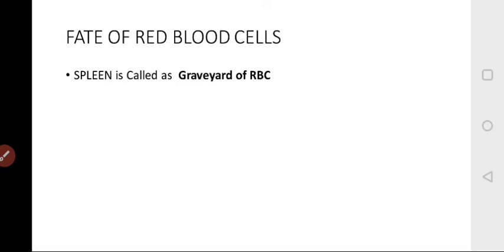Daily 10% of RBCs which are senile are destroyed in normal young healthy adults. It causes release of about 0.6 gram per deciliter of hemoglobin into plasma. From this, 0.9 to 1.5 milligram per deciliter of bilirubin is formed.